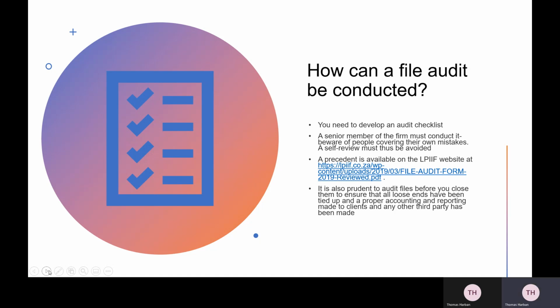It's also prudent to audit files before you close them. This helps you ensure that all the loose ends have been tied up, that there's been a proper accounting and reporting to clients and other third parties. And that will help if a little while down the road, any of those parties decide to institute action against you. You'll have the benefit of having conducted an audit when you close the mandate, and will thus have the assurance that you've done all that you needed to do.